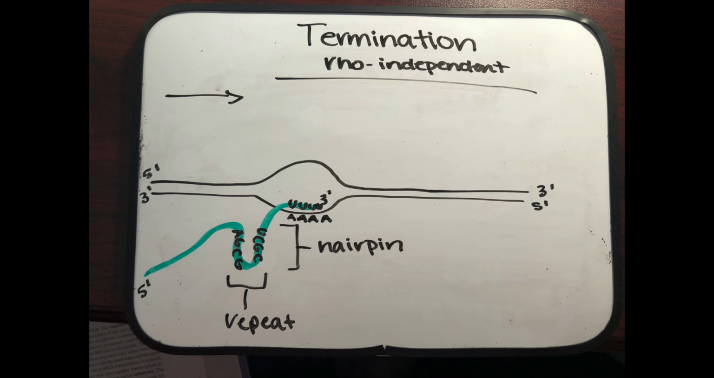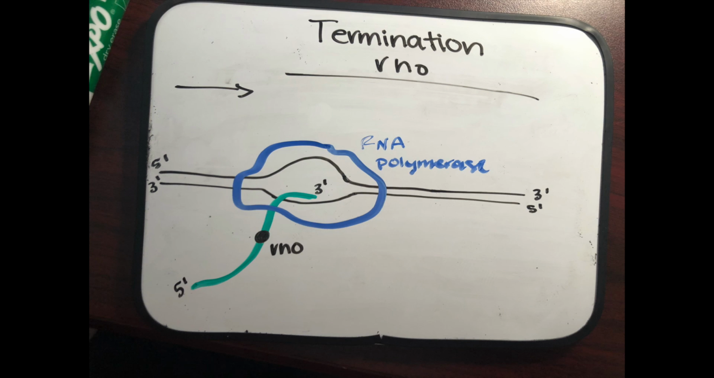Rho independent is when there is a formation of hairpins based on a repeat in base pairs, causing the RNA to bunch up, and therefore the weak U and A bonds in the RNA and DNA cause the RNA to detach.